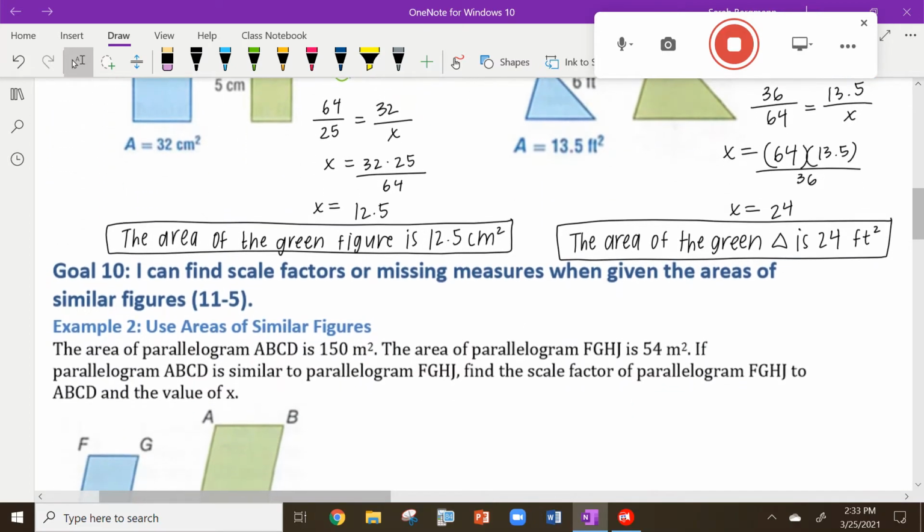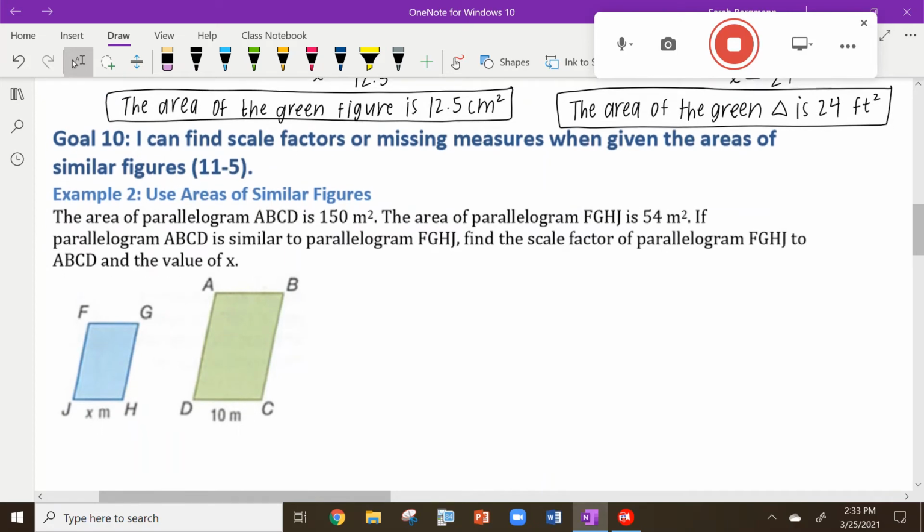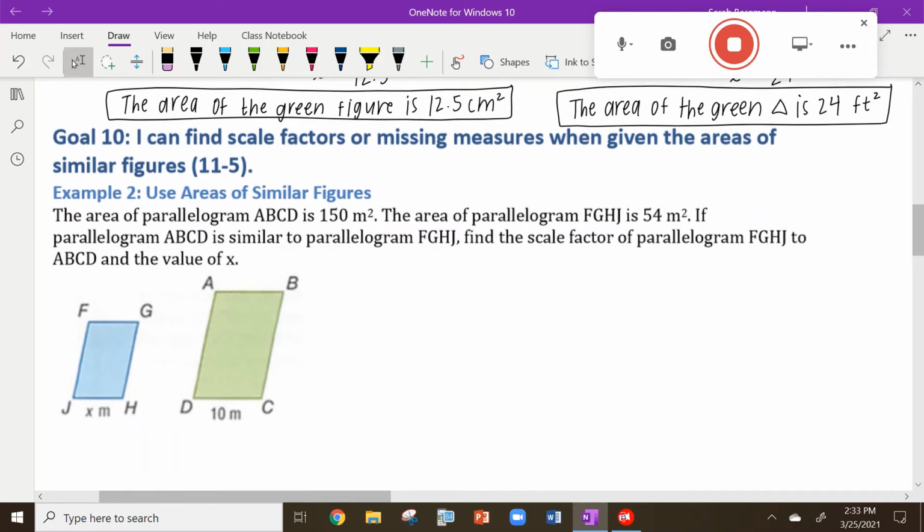This time it's going to be a little bit switched around, so I'm going to give you the areas and you either have to find the scale factor or a missing measure. So it says the area of parallelogram ABCD is 150 meters squared. The area of parallelogram FGHJ is 54 meters squared. Parallelogram ABCD is similar to parallelogram FGHJ. Find the scale factor and the value of X.